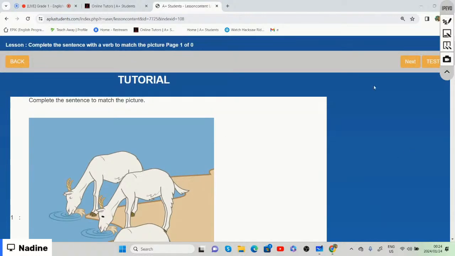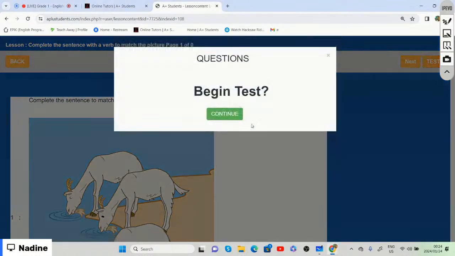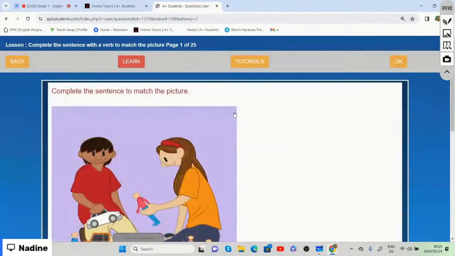All right, so now we're going to our test. We need to look at the pictures and then complete the sentence with the verb to match the correct picture.